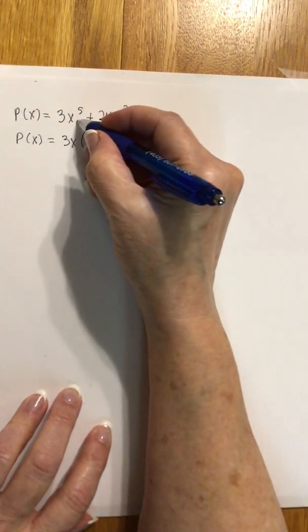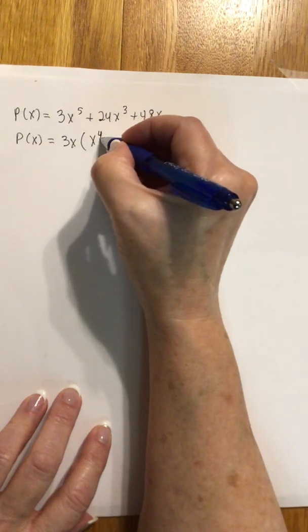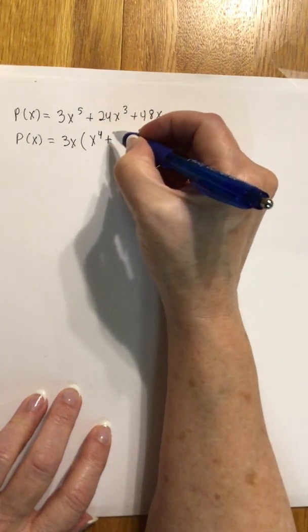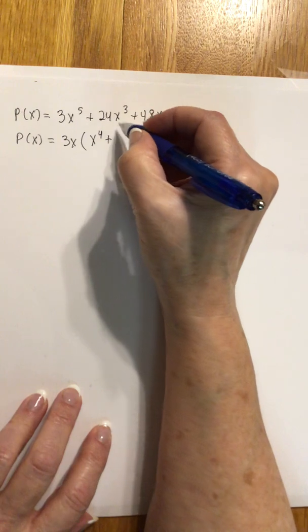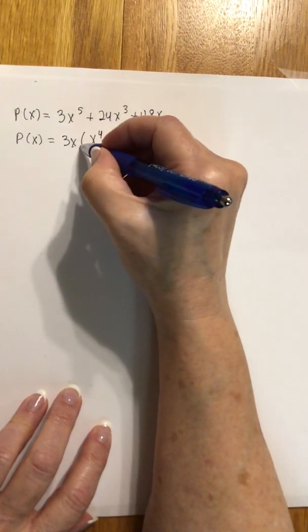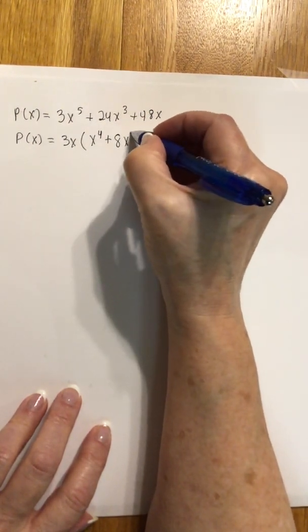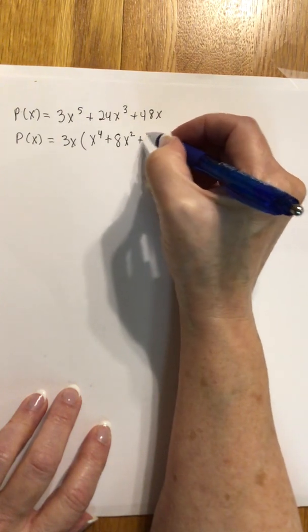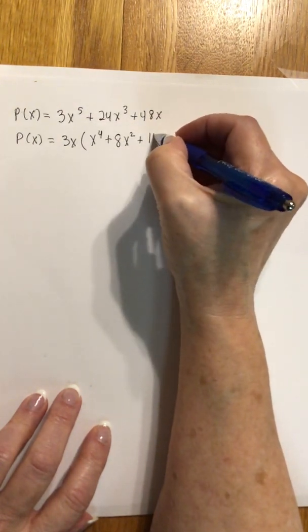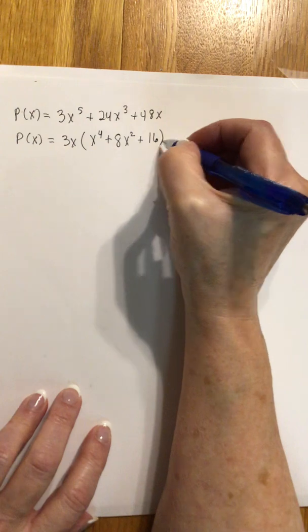So if I take a 3 and an x out of this, I've got x to the 4th inside. If I take a 3 out of 24, I have an 8. If I take one of the x's out, I'm going to have x squared. And then if I take a 3 out, I get 16, and the x out, so the 16 is by itself.